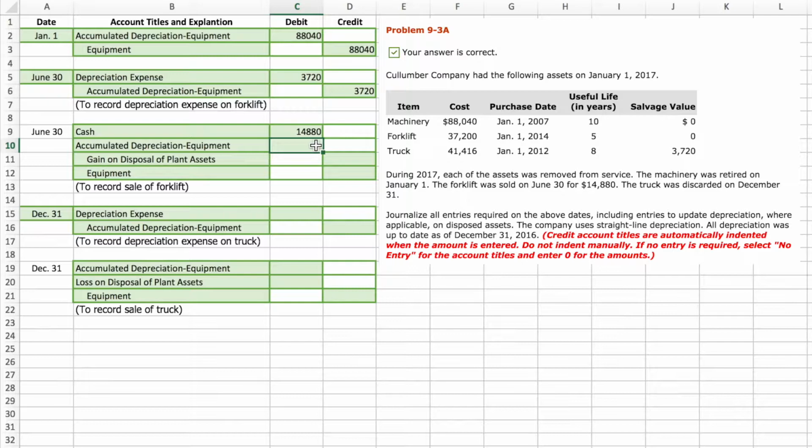We also know that the total value of the forklift was $37,200. So we can go ahead and enter that value in here.